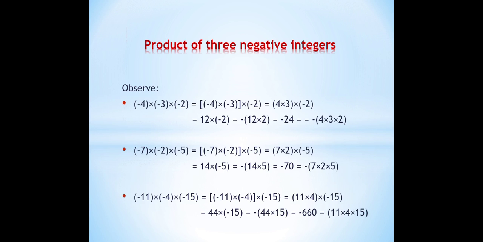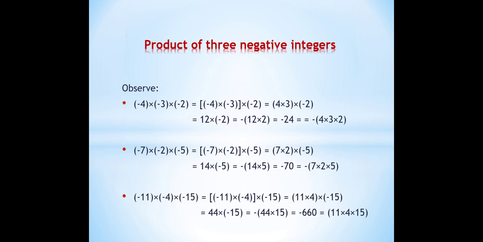So what did we get? We get that minus 4 into minus 3 into minus 2 is equal to minus 4 into 3 into 2. Similarly, if we solve this minus 7 into minus 2 into minus 5, solving in the same way that we have solved in the first case, we have grouped minus 7 and minus 2, then we have found the product. It will be 14 into minus 5. Similarly, minus will be taken common, and 14 into 5, that is minus 70, is equal to minus 7 into 2 into 5, students. So what we have seen, students, minus 7 into minus 2 into minus 5 is equal to minus 7 into 2 into 5.